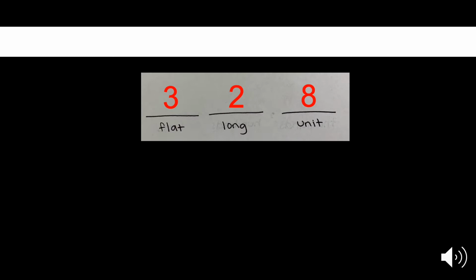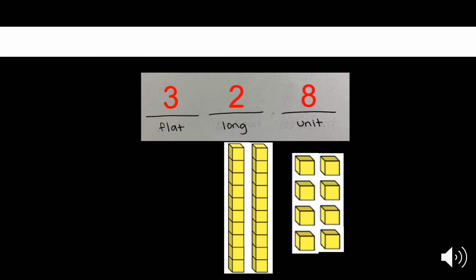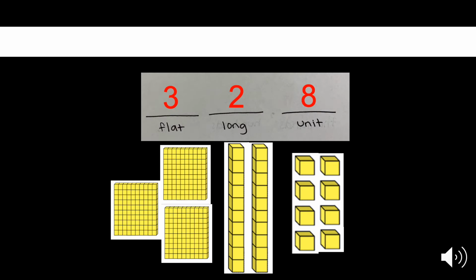We need to place boxes for each of these numbers. How many unit boxes do we make? 8. And how many long boxes do we make next? 2. And how many flat boxes would we use? 3. How did you come up with this? Notice, the number on top matches the number of boxes made on the bottom.